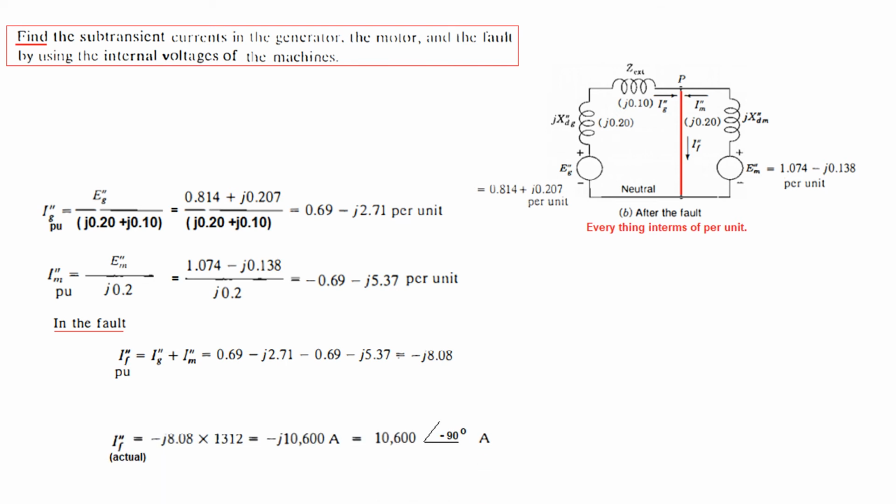And now this was in PU. If you want to find it in terms of amperes, the actual value, we multiply it by the base current. So this is the fault current in terms of amperes. Now this calculation helps in actually selecting the circuit breaker. Now we know the magnitude of the fault current, so we can select circuit breakers of appropriate rating.